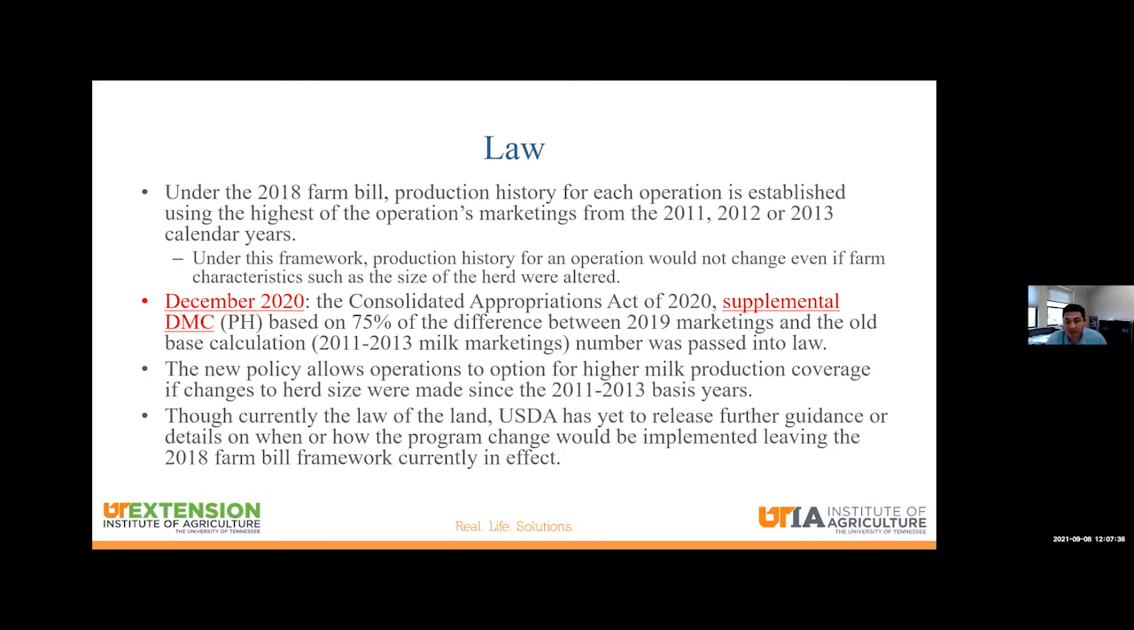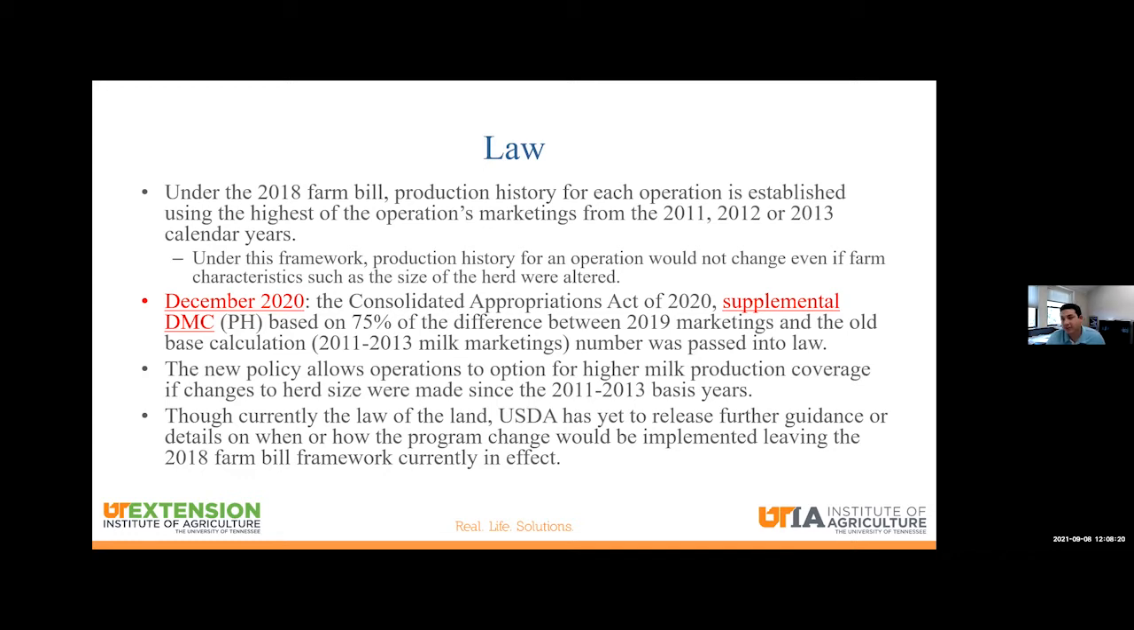But in December of 2020, the Consolidated Appropriations Act allowed for supplemental DMC, or supplemental income based on production history. All that basically means is that it was 75% of the difference between the 2019 marketings and the old calculation, remember the 2011 to 2013 milk marketing number. And so if your herd increased in size, it allowed you to adjust for that. While the new policy allows operations to opt in for higher production coverage, currently there's still no guidance from USDA on how those details are going to move forward with the new farm bill or the extension of the current Farm Bill, as we're still waiting.